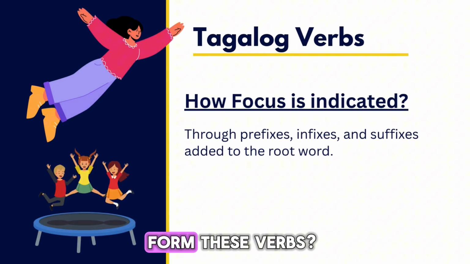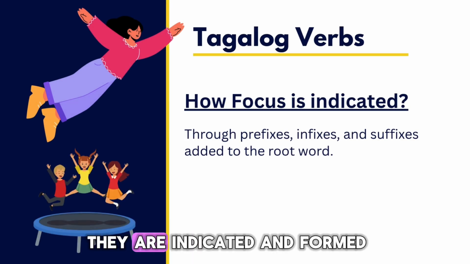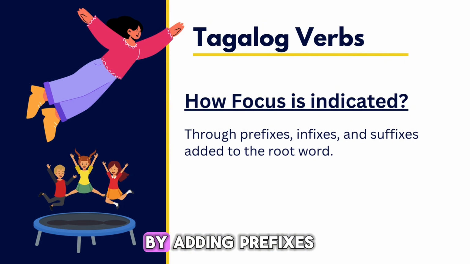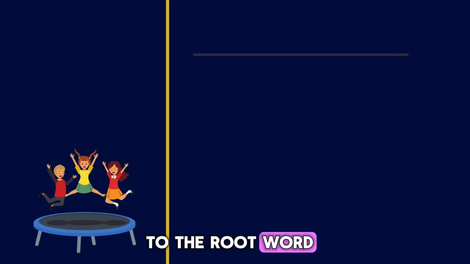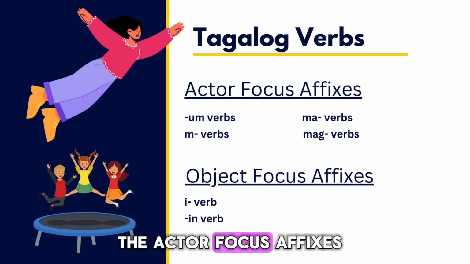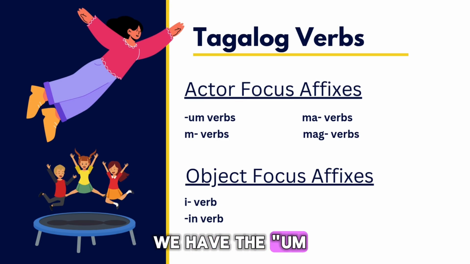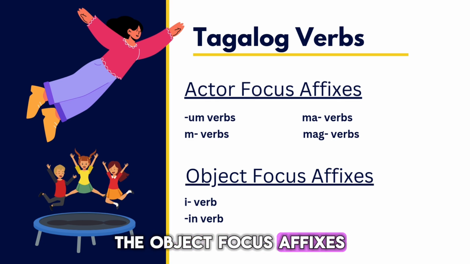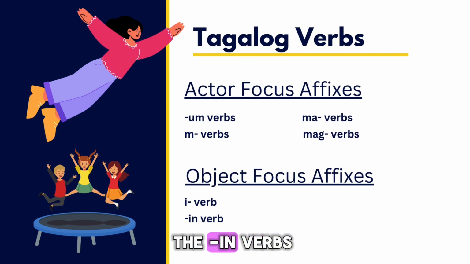So, how do we form these verbs? They are indicated and formed by adding prefixes, infixes, and suffixes to the root word. We have here the actor focus affixes: the um verbs, the verbs, verbs, and mag verbs. So these verbs here are actor focus. And we have here the object focus affixes, the verbs, and the in verbs. For today, we are going to talk about the um verb.